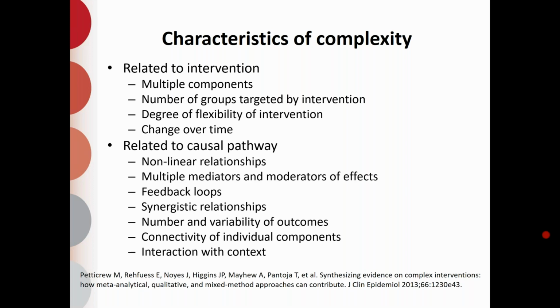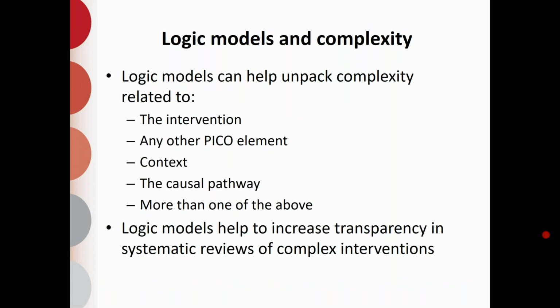But complexity can also be related to the causal pathway, because there might be non-linear relationships between the intervention and the outcomes. There might be multiple mediators and moderators of effects that we need to take into consideration. There might be feedback loops on the causal pathway, synergistic relationships. Then we need to consider the number and variability of outcomes, or the connectivity of individual components, and also the interaction with context. And I don't want to go into too much detail of this, but just to give you a background in terms of how logic models can be used to look at complexity.